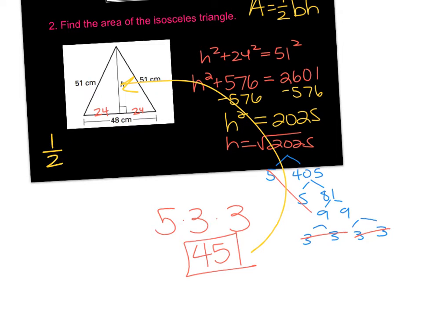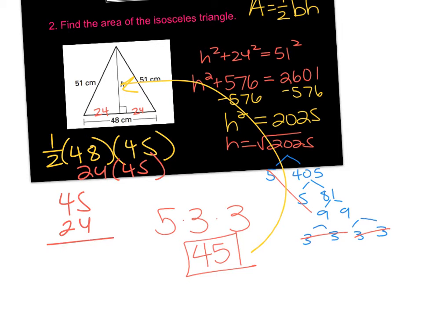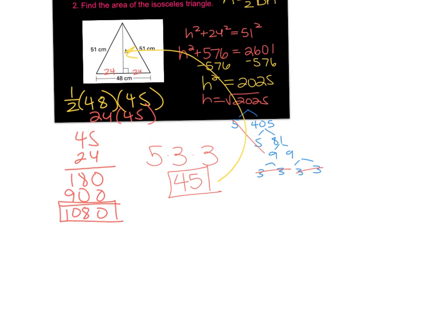So 1/2 base, which is 48, times the height, which is 45, or 24 times 45. That's 1,080, and this unit is centimeters squared.